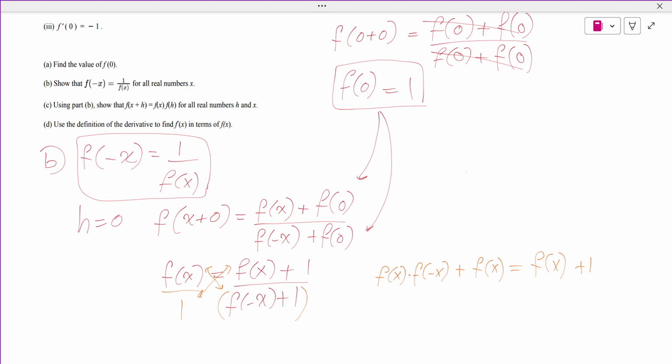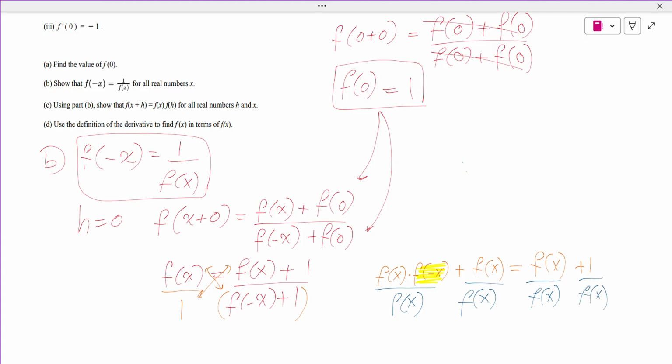We divide by f of x, because our goal is to isolate this. This is what we need to isolate, right? We need to keep it alone. So we will divide here by f of x as well. You will divide here by f of x. You will divide here by f of x.